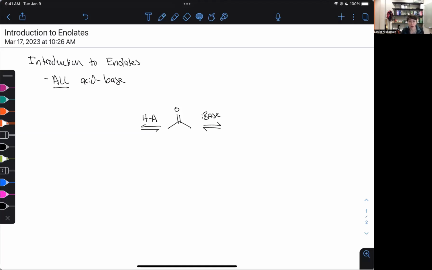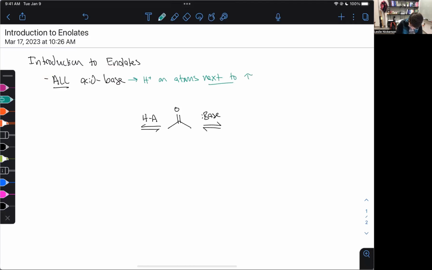So just as a reminder, we have actually seen enolates before. We've also seen enols before. We're looking at very similar things. The important thing to keep in mind is that all of this is acid-base chemistry. So we're looking for any kind of most acidic proton. So we want to remember our first semester mantra of protons on atoms next to pi bonds is kind of our key pattern that we're looking for here.